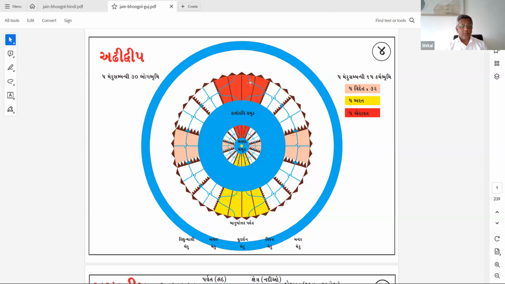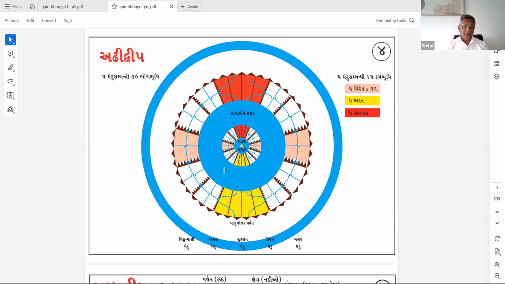So when Ajitnath was the Tirthankar, there were 170 Tirthankars covering the whole of the Manushya Lok. Imagine 170 Tirthankars were Bhagwan during the time of Ajitnath Bhagwan. It doesn't happen often, it happens very rarely. And the minimum you can have is 20. You can't have less than 20. You can't have more than 170.